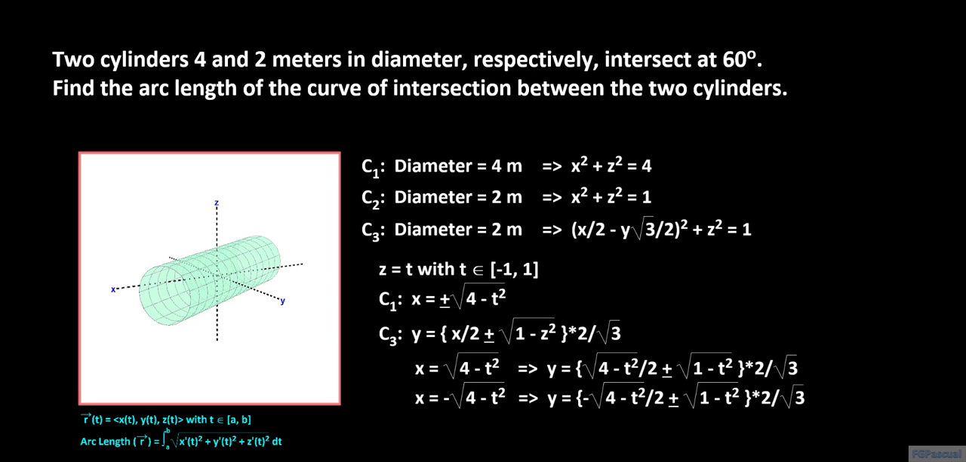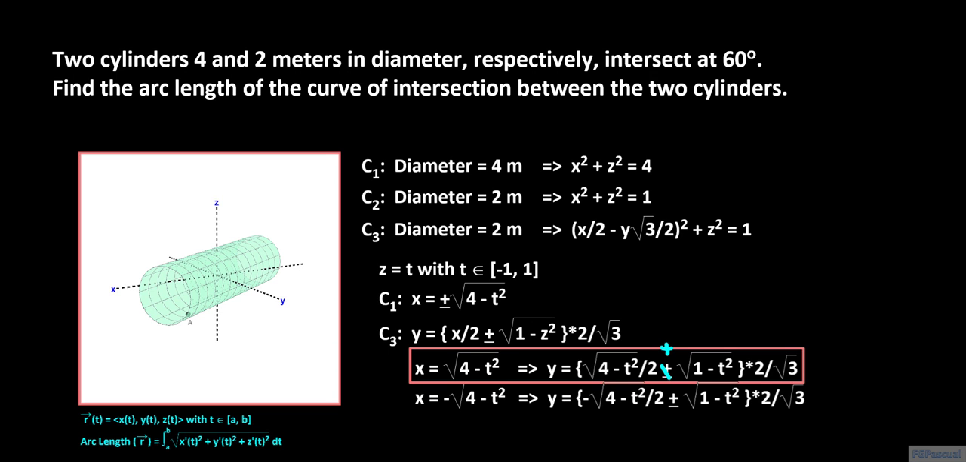Let us first examine the portion of the curve when x equals the square root of 4 minus t squared, or when x is positive. This portion of the curve of intersection has two pieces because of the term plus or minus the square root of 1 minus t squared in the formulation of y. For the first piece, we use plus the square root of 1 minus t squared.